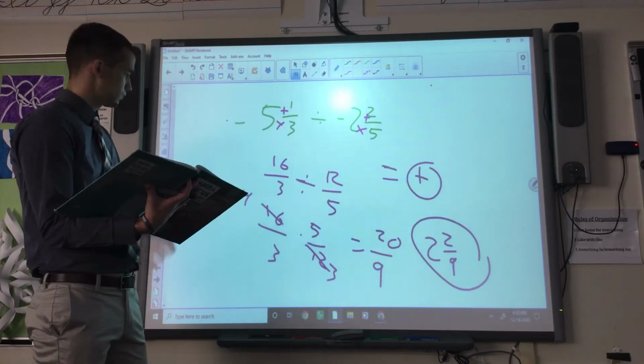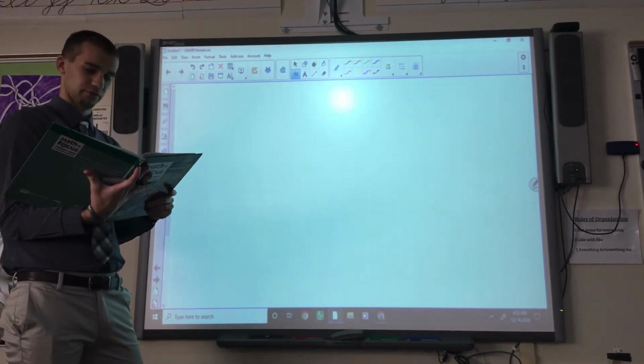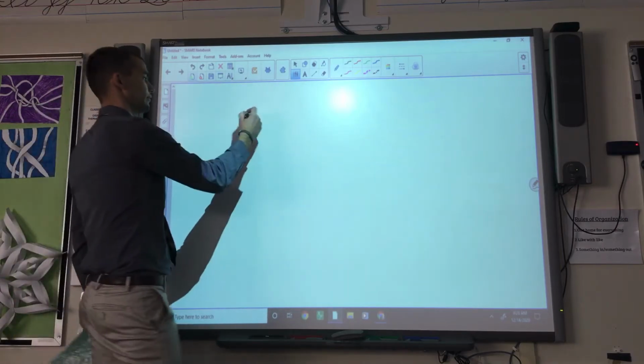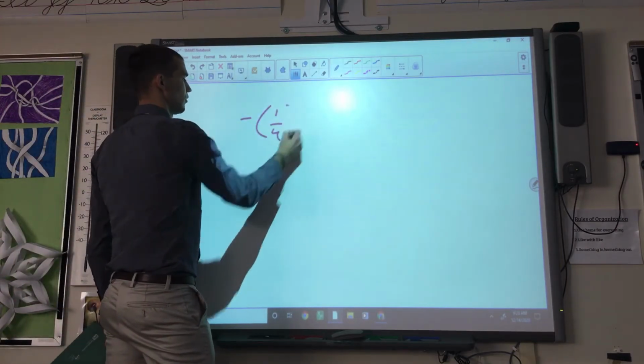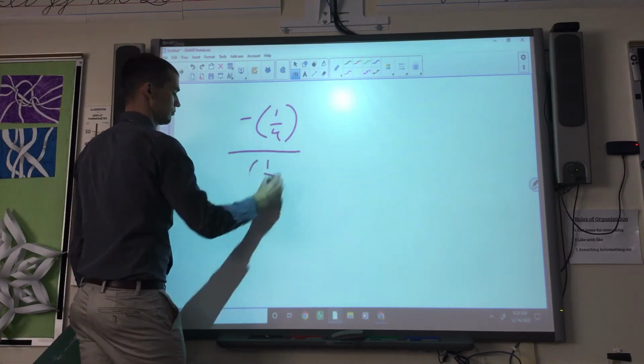And oh, I like these ones the most. Negative 1/4 over, literally over 1/2. What does that mean?